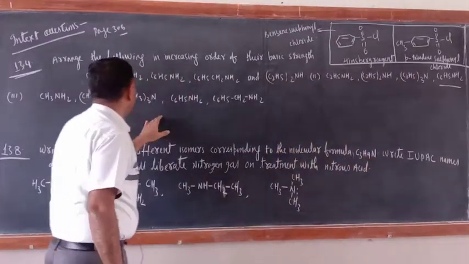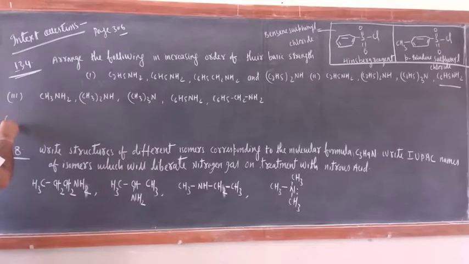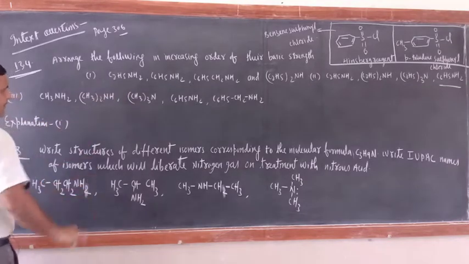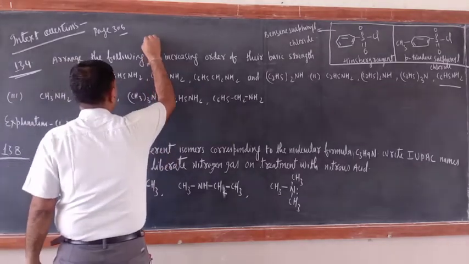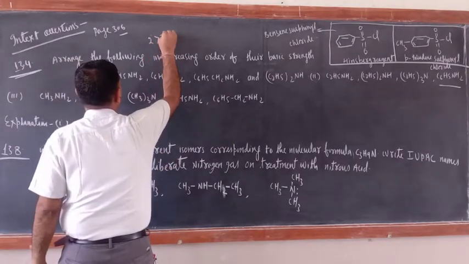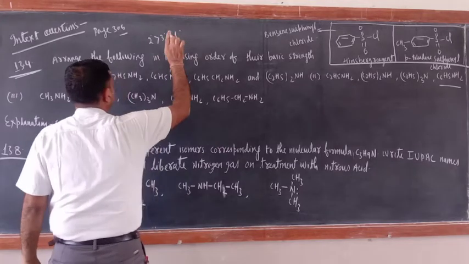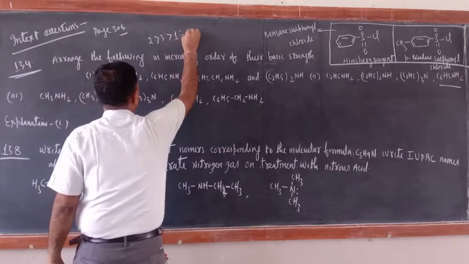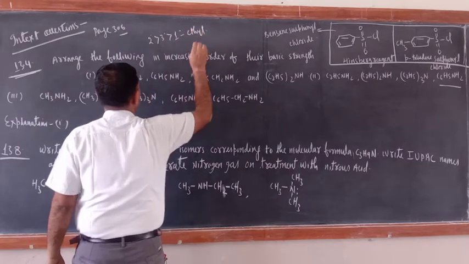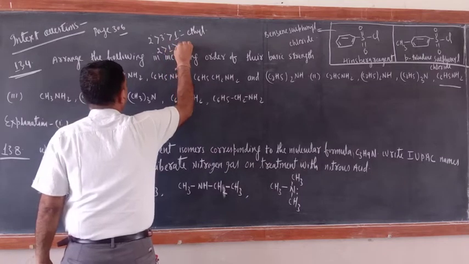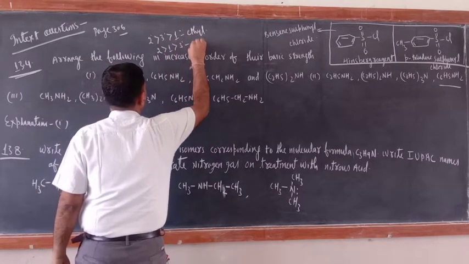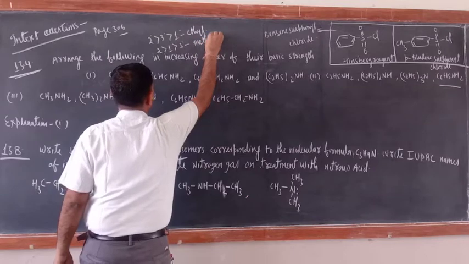Now let us come back here. Explanation of question number first. For ethylamine, what is the order? For ethylamine: 2 degree, then 3 degree, then 1 degree. That is the order. For methylamine, what is there? 2 degree, 1 degree, then 3 degree. This is the basic order for methylamine.